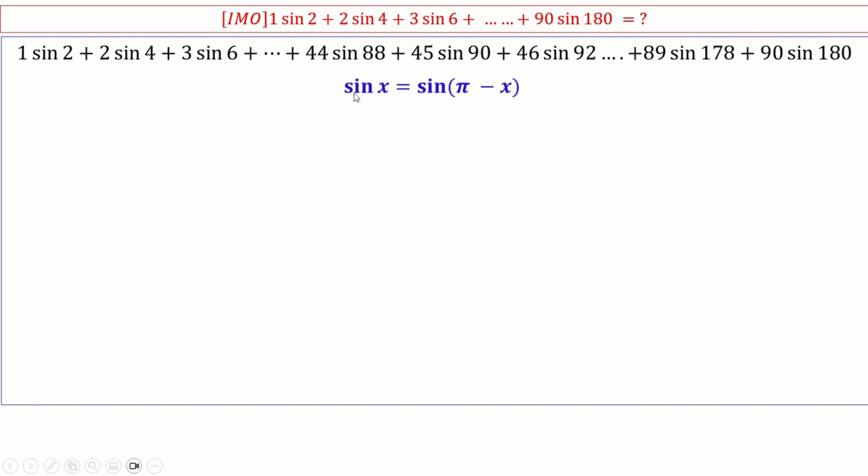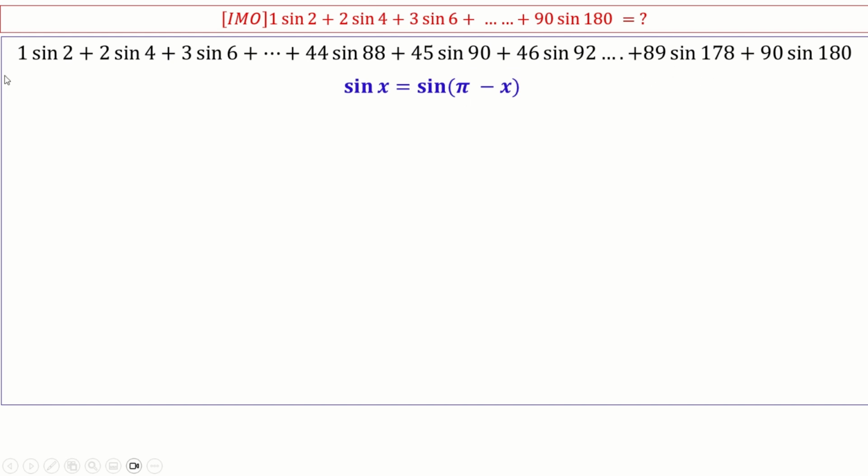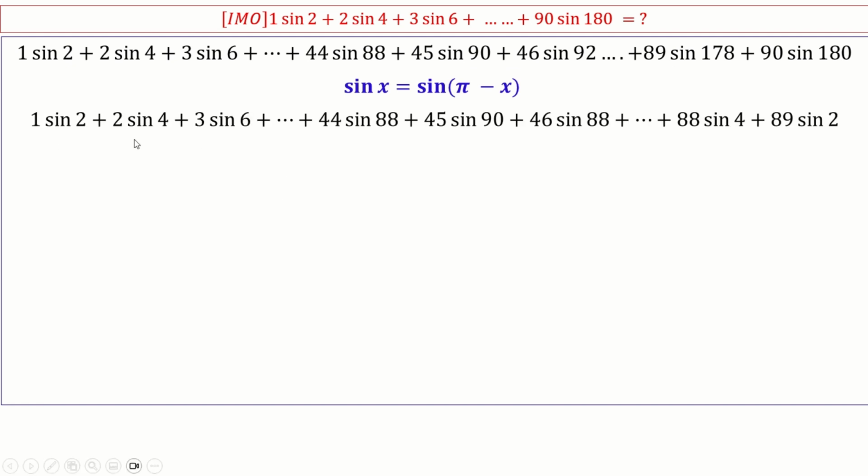Now we know that sin x equals sin(pi minus x). So I will write 178 as 180 minus 2. Sin 180 is 0, so I can just ignore it. This I will write as sin(pi minus 2), so 89 sin 178 becomes 89 sin 2. And 1 sin 2 will combine with it to become 90 sin 2.